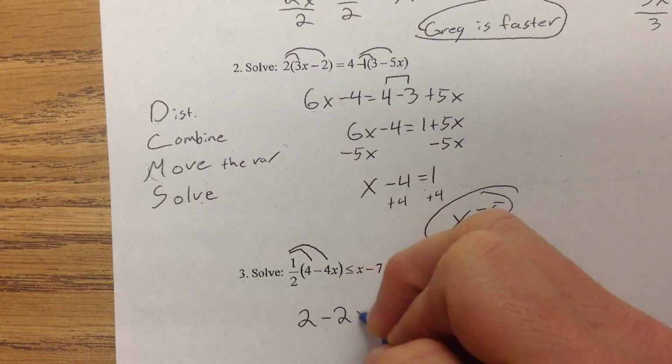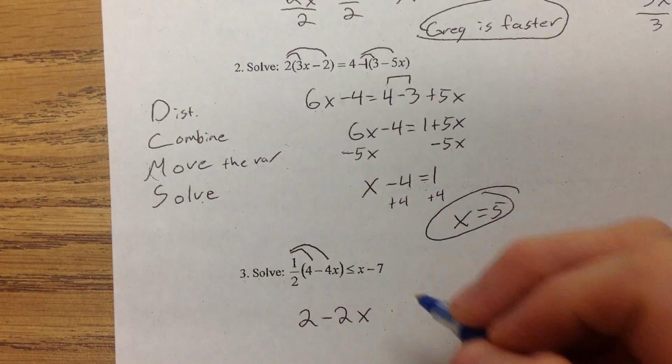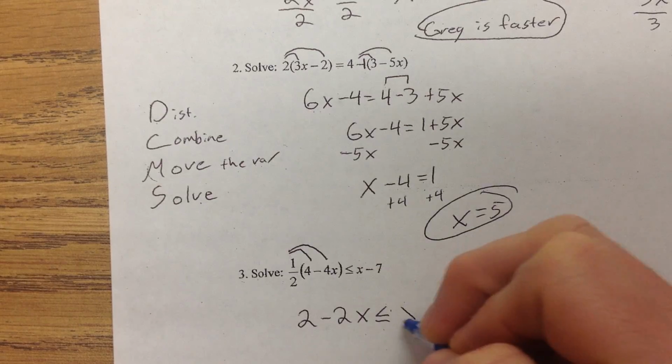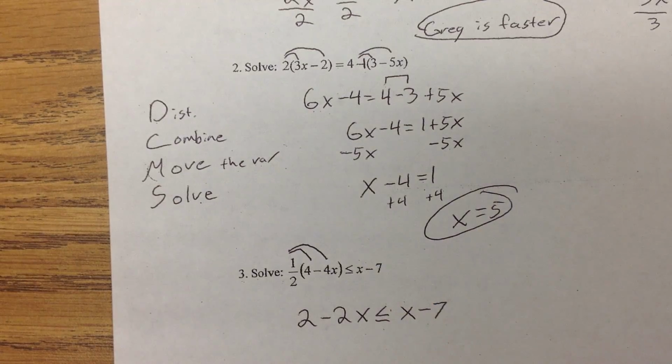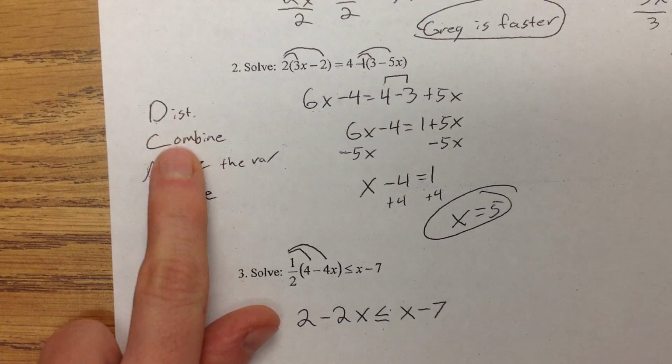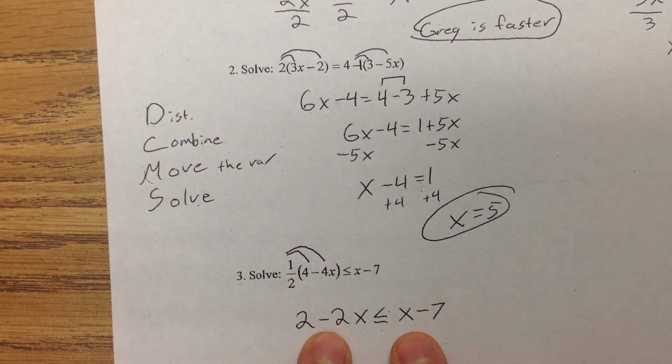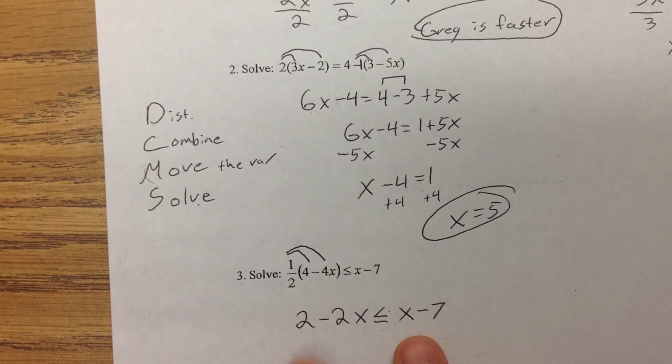So it's going to be 2 minus 2x is less than or equal to x minus 7. All right, so we just distributed. Next comes combining like terms, but in this problem, there's nothing we can combine. These are not like terms on the left, and they're also not like terms on the right. All right, so we're kind of stuck.